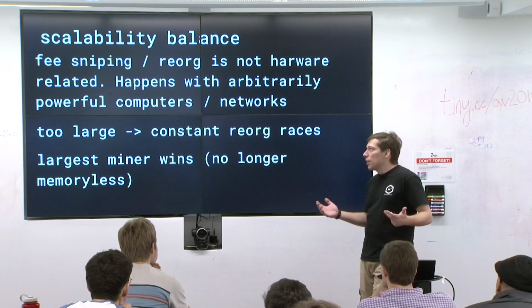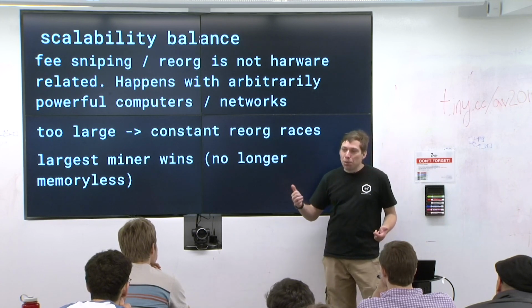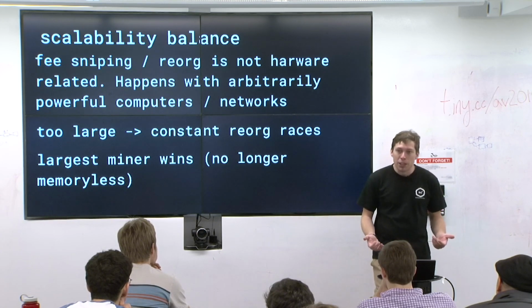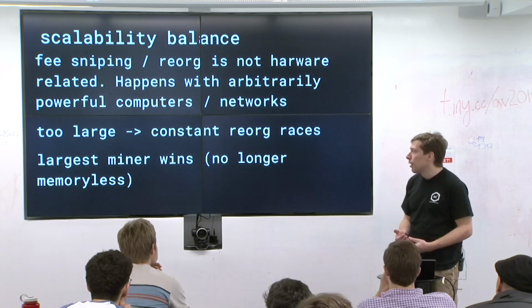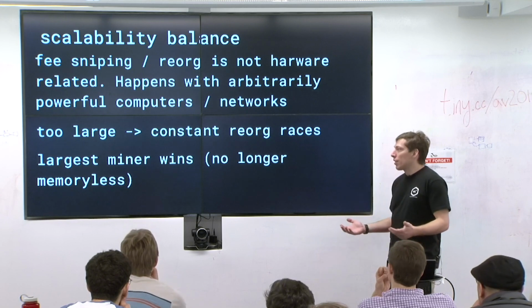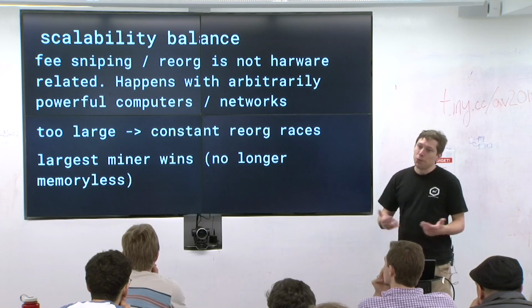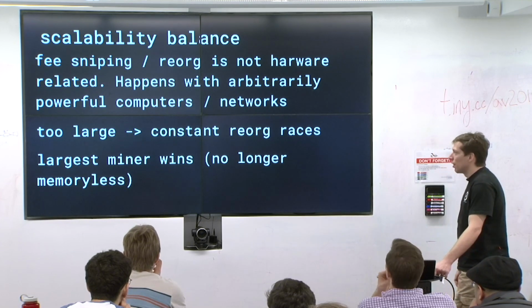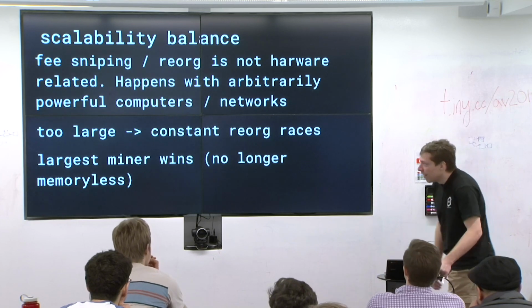Because if you make your block size too large, you're going to have that problem long term where there's no real fee market because there's no competition to get into the blocks. And so the whole system kind of halts, and then you've got the largest miner just keep winning. So this is a mess.